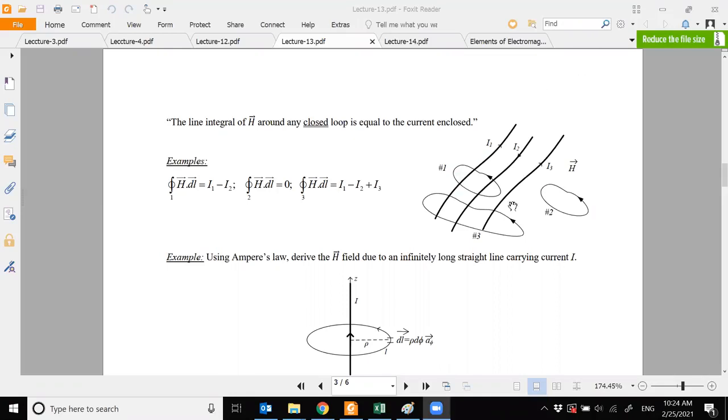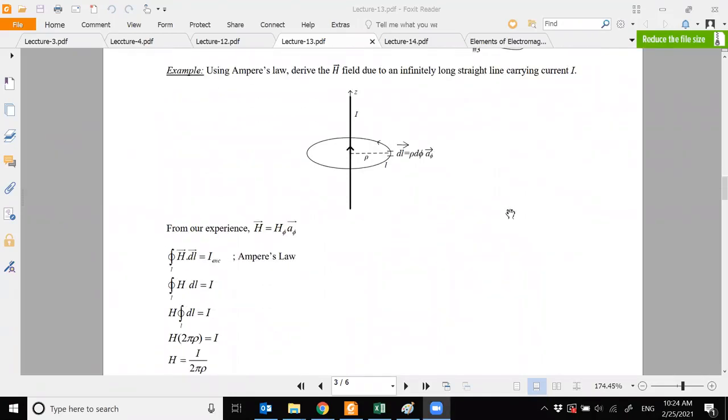Now let's go and see how we can apply Ampere's law. First, let's apply Ampere's law on an infinite straight line. So you have an infinite straight line, and this infinite straight line is carrying a current I. And what I'm doing is I'm now trying to find the magnetostatic field of this straight line.